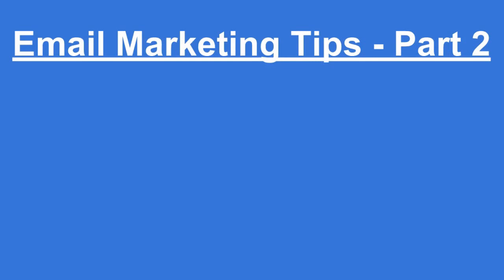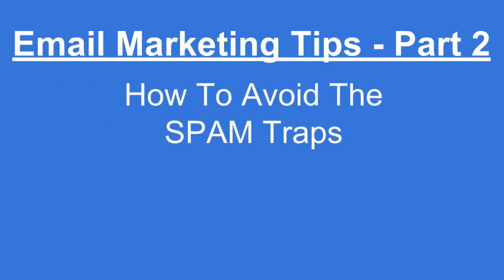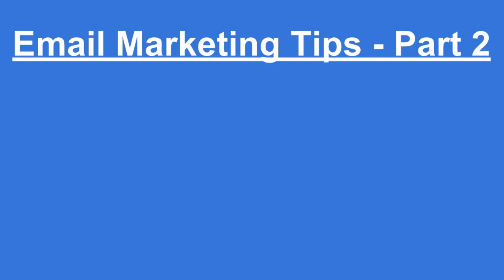And there we talked about how to make sure you have effective and compelling subject lines to get people to open your email. Now, today we're going to talk about another important part of email marketing, and that is how to avoid the spam traps. The spam traps are what the email service providers use to determine if your email is legitimate or not, or if it's spam or junk and should not go to the person's inbox.